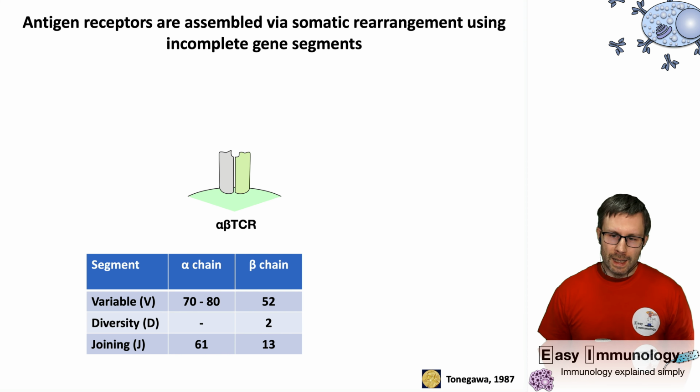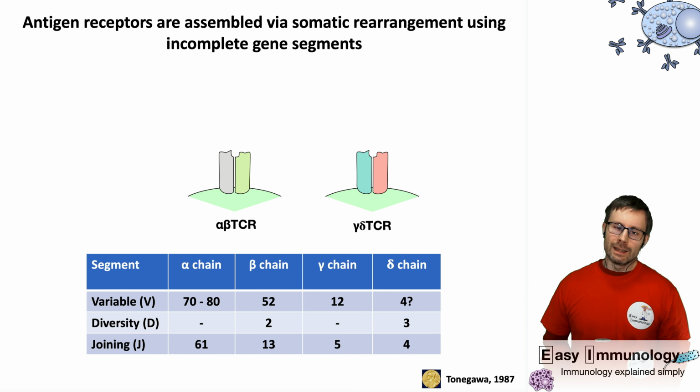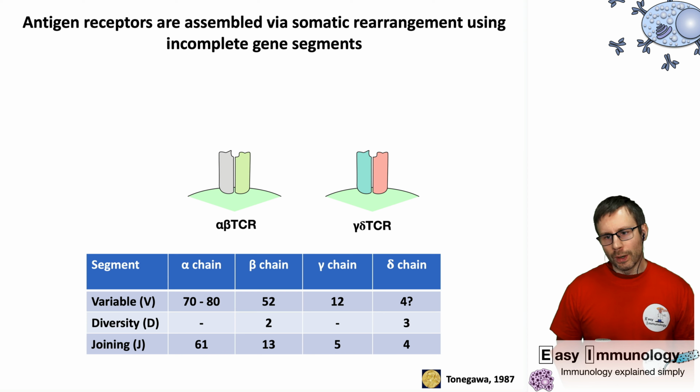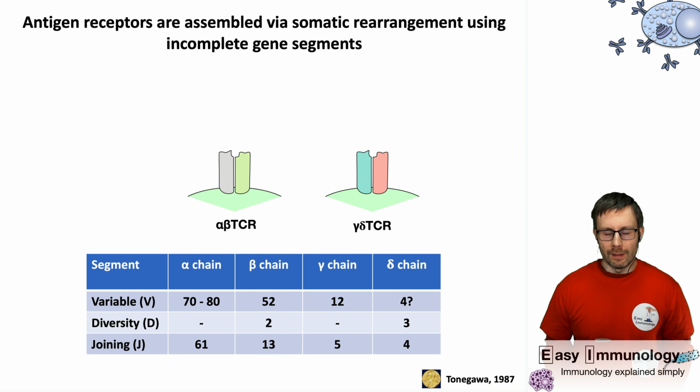And there are also additional T cells. They are called gamma delta T cells. They are very special T cells. It's not completely understood what they do and how they do it. You see that there are many fewer segments, and it's not completely clear if there are certain segments that participate in actually forming receptors. That's why there is a question mark after the 4.